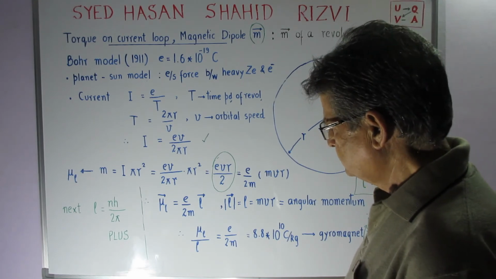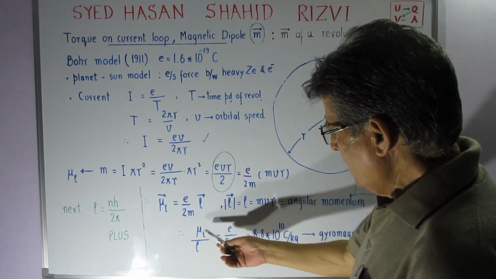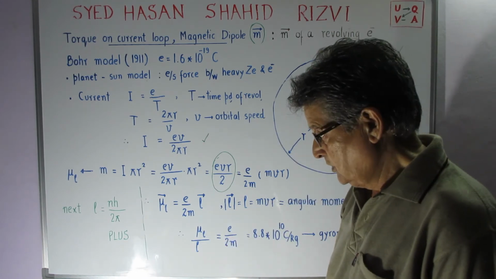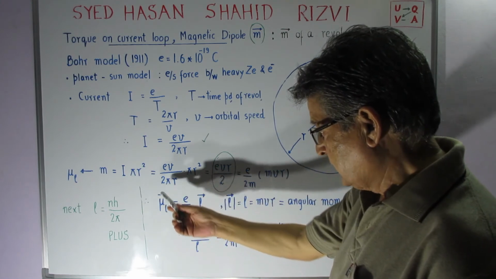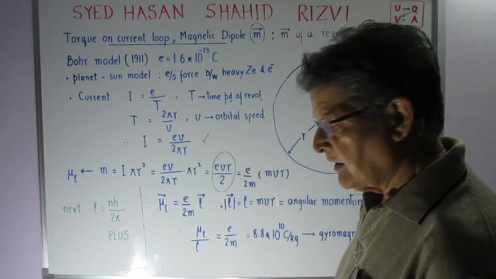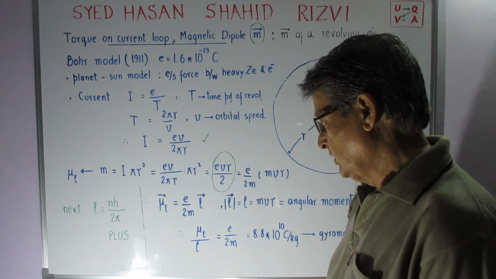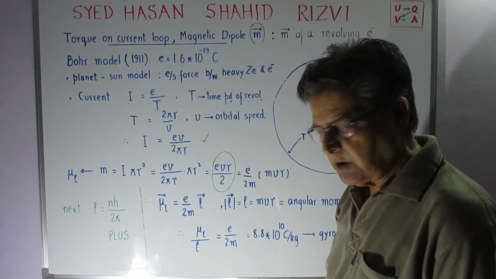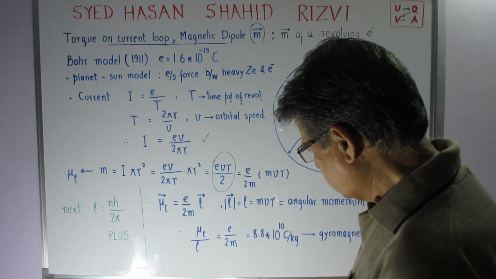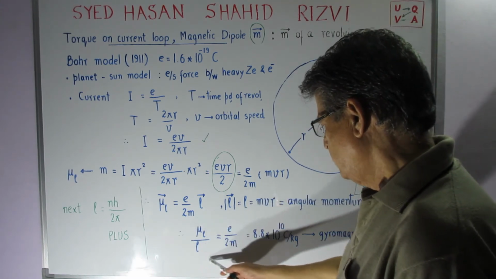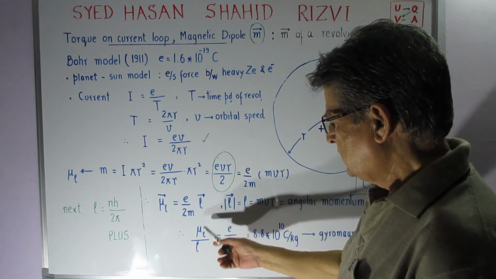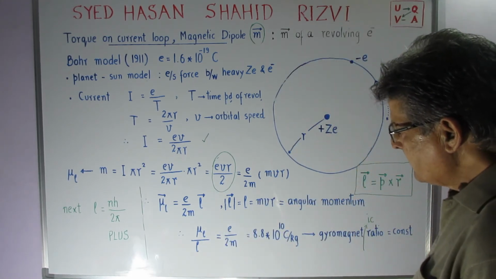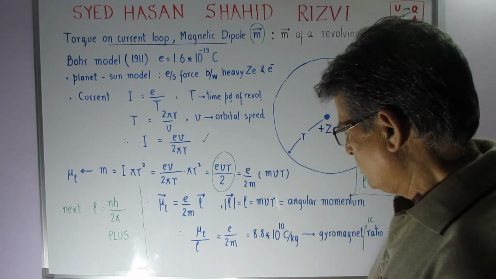Now let's see. Mu L upon L, the ratio of the two magnitudes. Of course, we cannot write vector mu L divided by vector L. Why? Because division by a vector is not defined. We cannot divide, and therefore we get mu L upon L, the ratio of the two scalars, as E upon 2m.